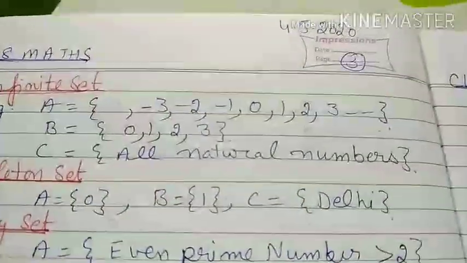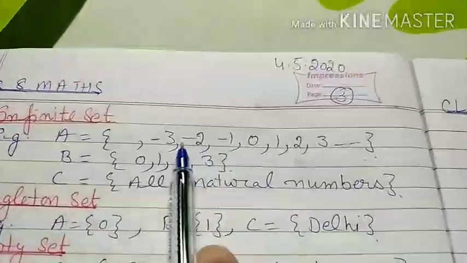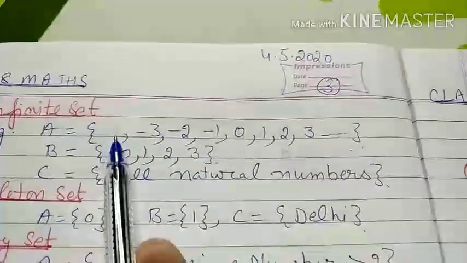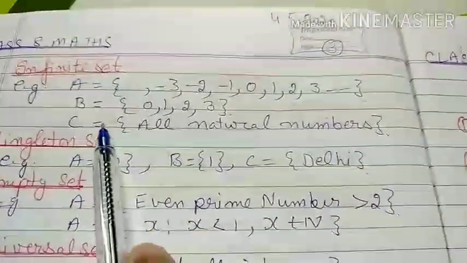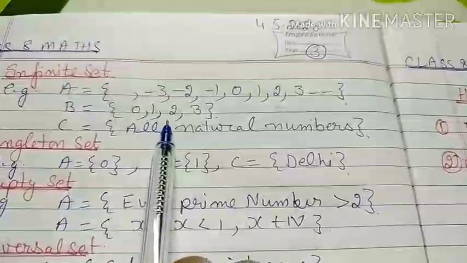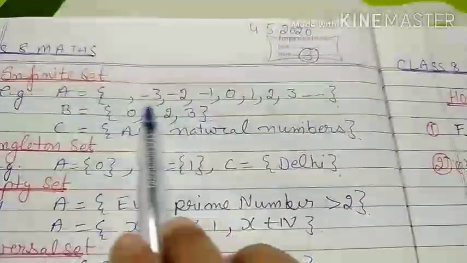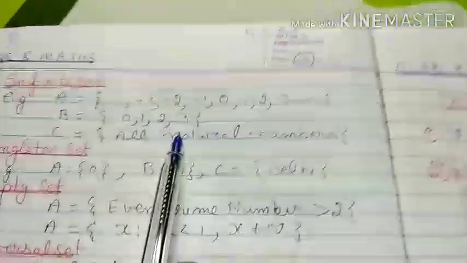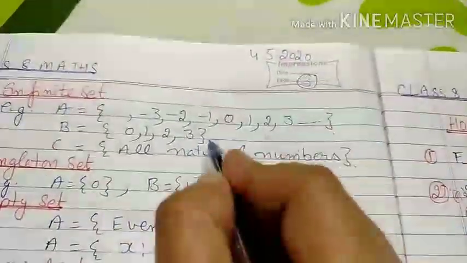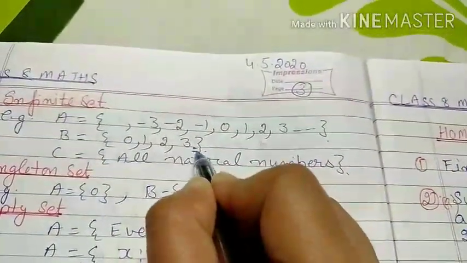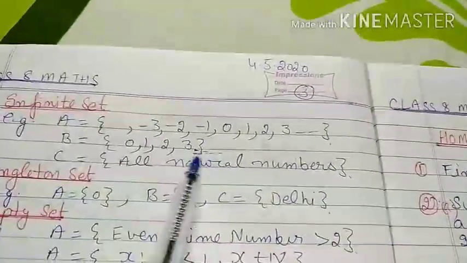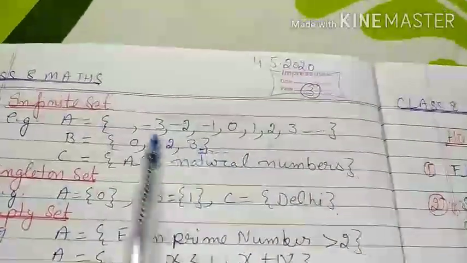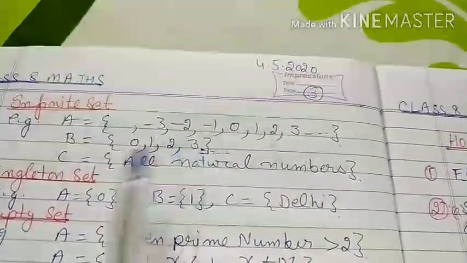Next is the infinite set. An infinite set means a set which has no end. Suppose you have to write all the integers. Integers move from negative infinity to infinity, so this set has no end. Like here, if it is written 0, 1, 2, 3, this is not an infinite set, but if it is represented with small dots, then it becomes an infinite set. If the dots are not shown here, this set is finished as 0, 1, 2, 3.